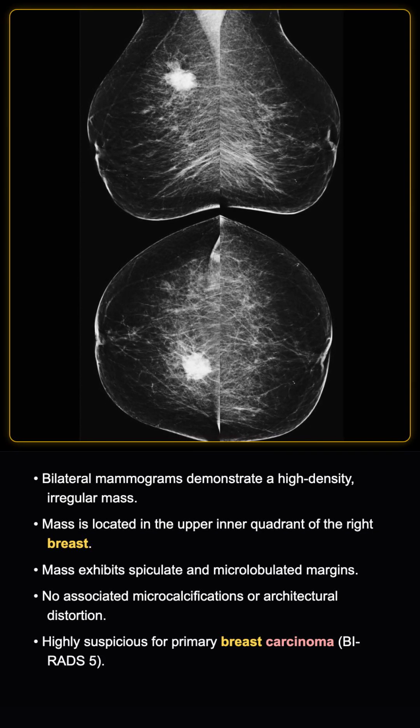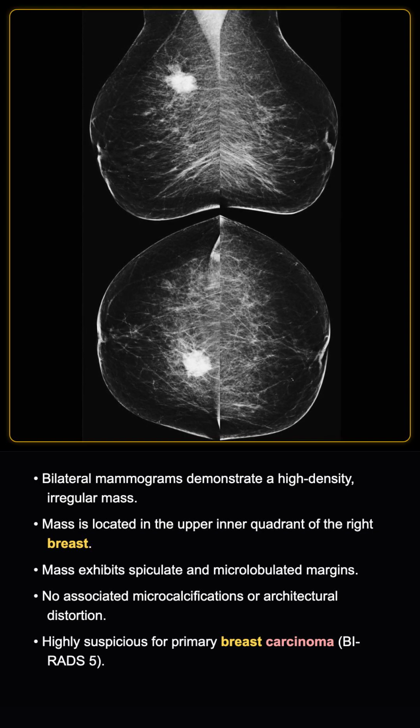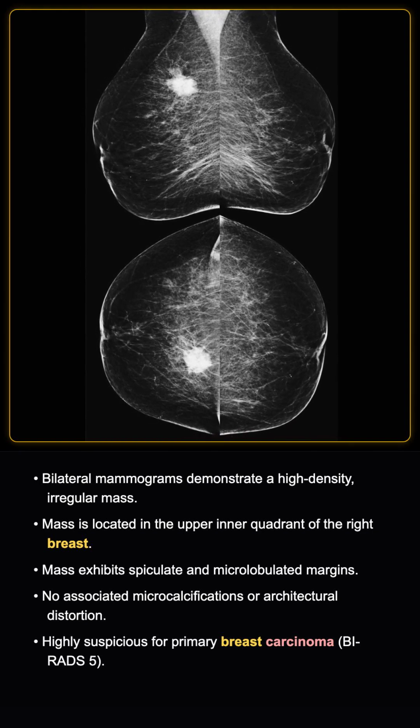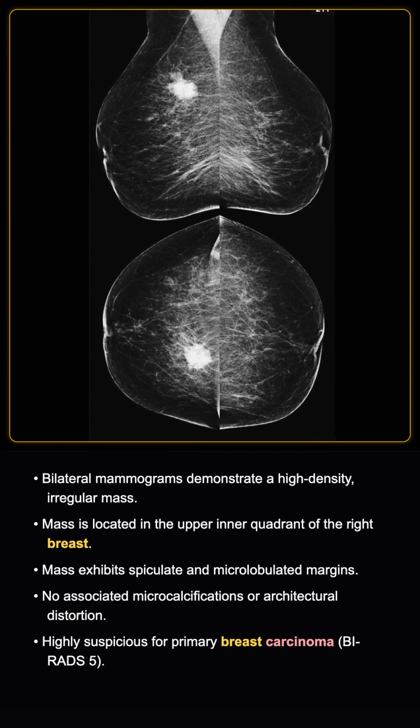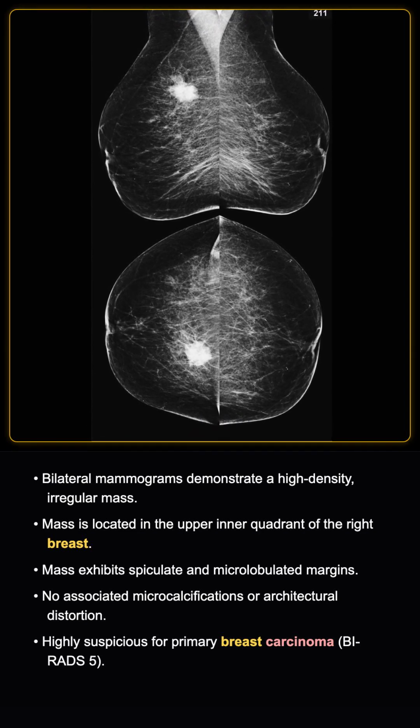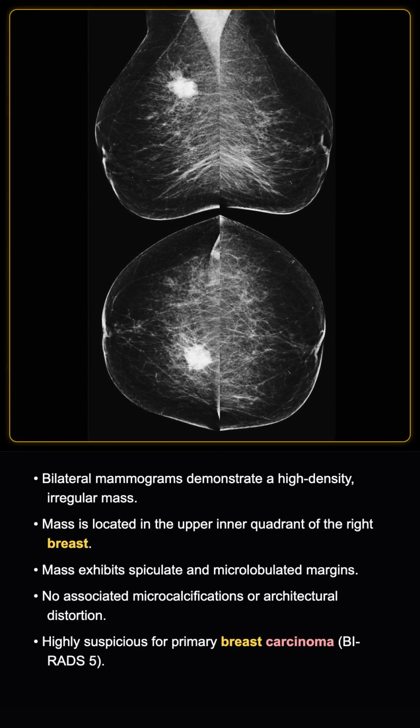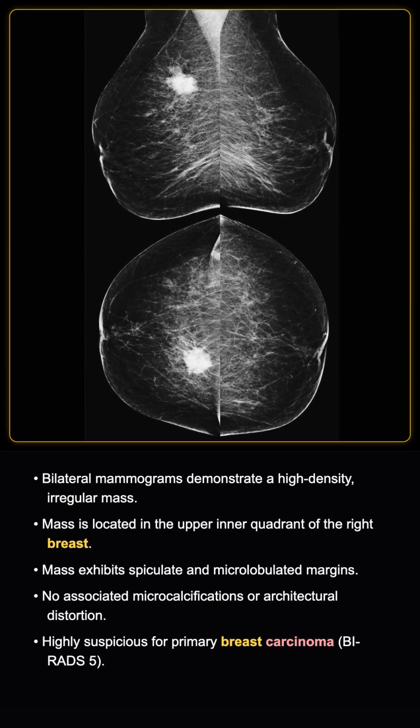breast. The mass exhibits spiculate and microlobulated margins. No associated clustered microcalcifications or architectural distortion are identified. The left breast and left axilla appear completely normal.